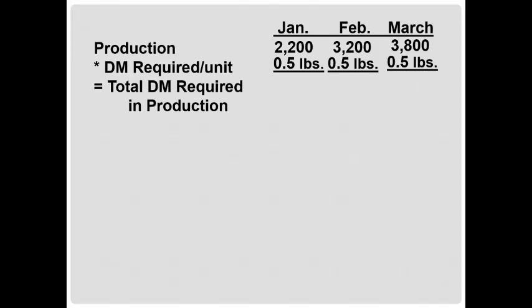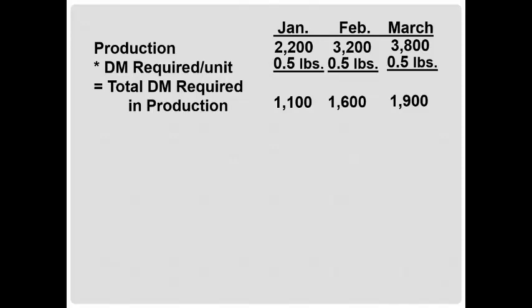So your total direct materials required in production, sometimes called materials production requirements, will be 1,100 pounds in January, 1,600 pounds in February, and 1,900 pounds in March. All right, that tells us what we're going to need in production.